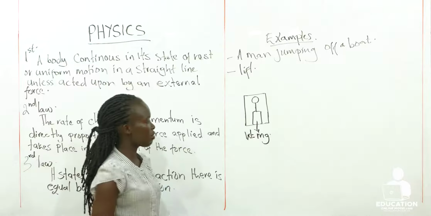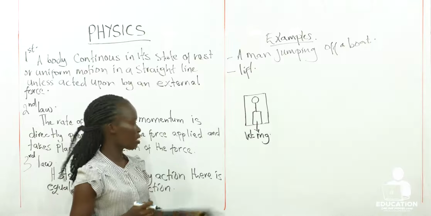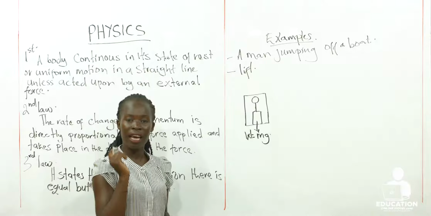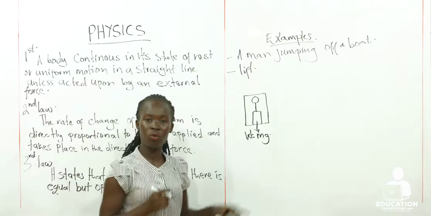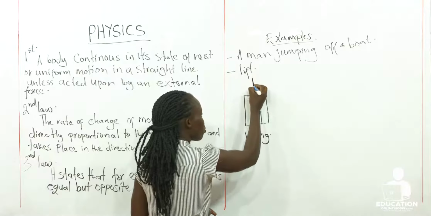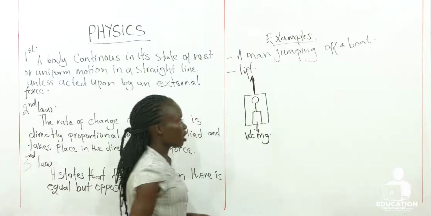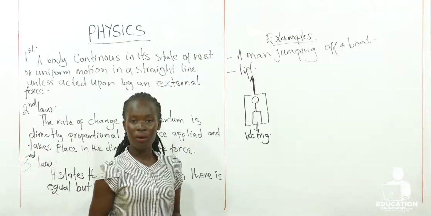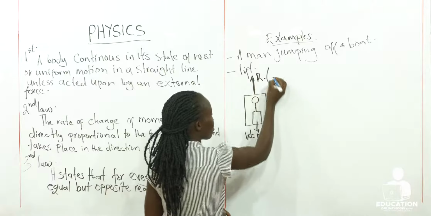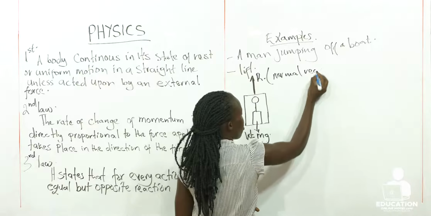So if this is it, what happens with the lift? The lift is going to oppose this weight by producing a reaction which is equal to your weight. That reaction it will produce goes in the opposite direction, and this is known as the normal reaction, and it is given the letter R.